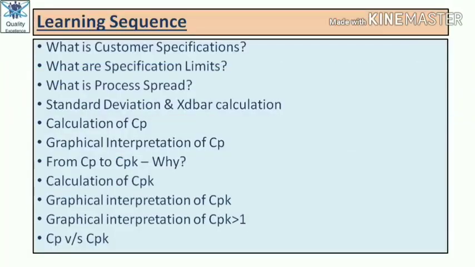This will be our learning sequence. What is customer specification? What are specification limits? What is process spread, standard deviation and X double bar calculation, calculation of Cp, graphical interpretation of Cp, from Cp to Cpk, why we need Cpk, calculation of Cpk, graphical interpretation of Cpk, graphical interpretation of Cpk greater than 1, and Cp versus Cpk.